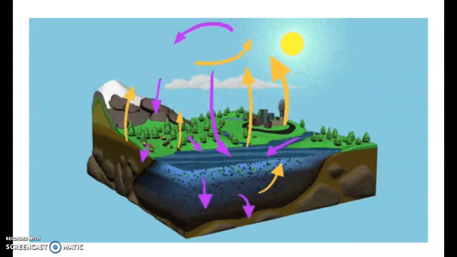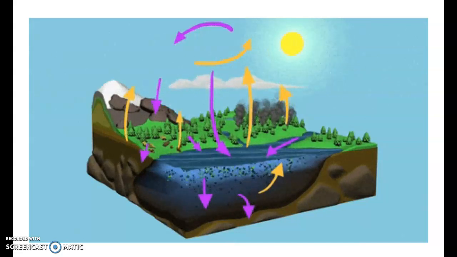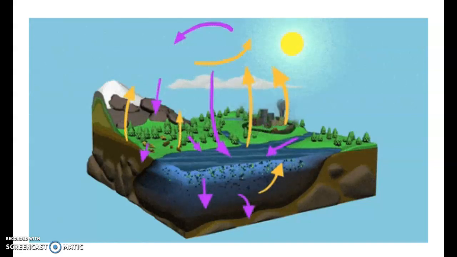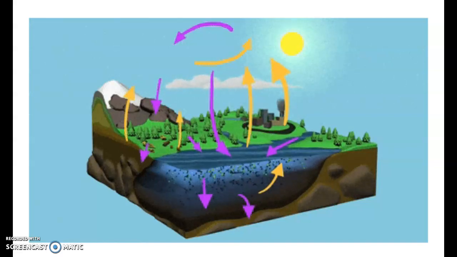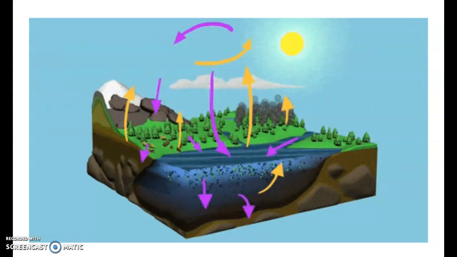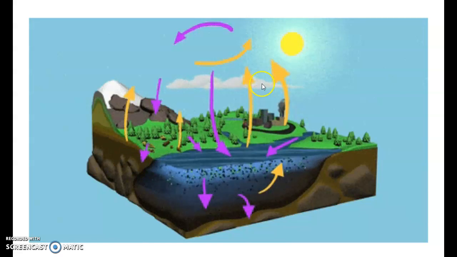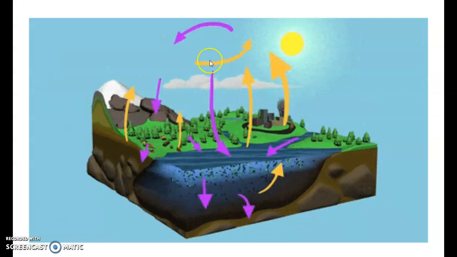Now, fun fact, carbon is everywhere. It's a part of you, it's a part of the ocean, it's a part of plants, it's part of animals, it's everywhere. And as you can see in this picture right here, these arrows depict how carbon interacts with the environment.